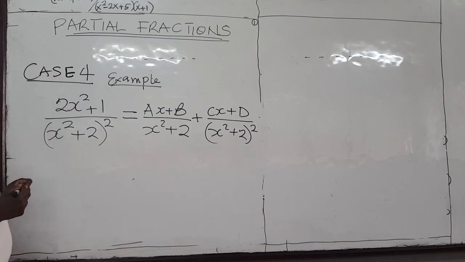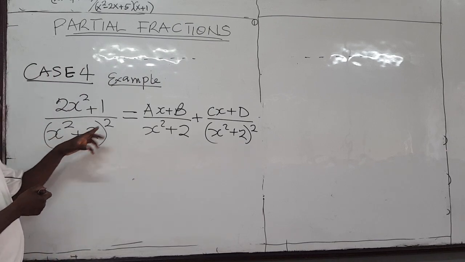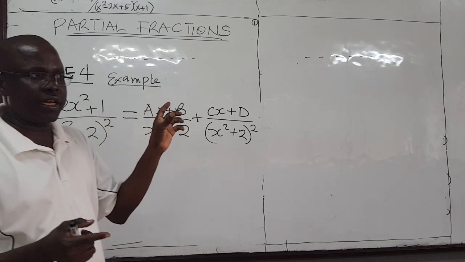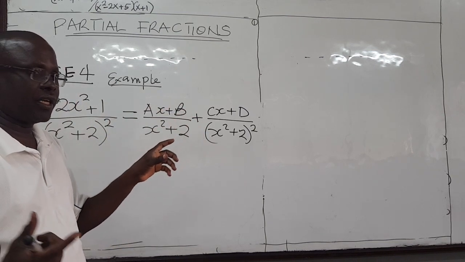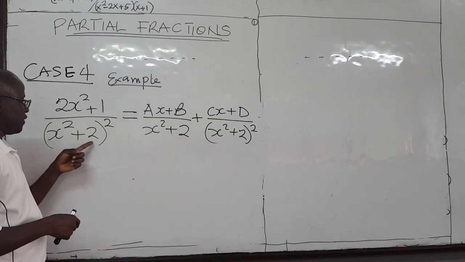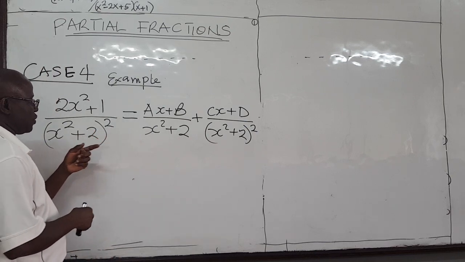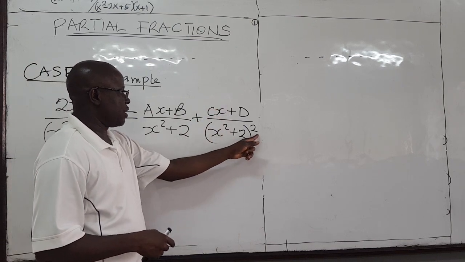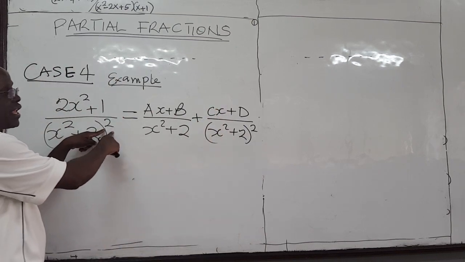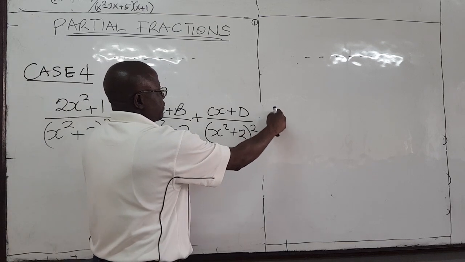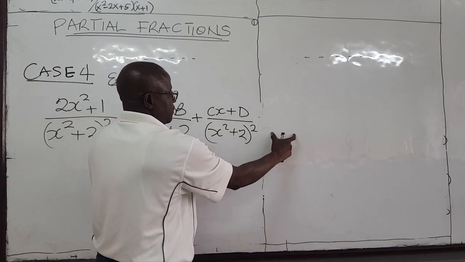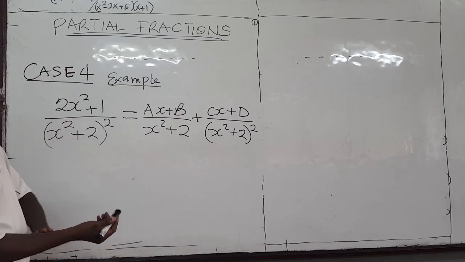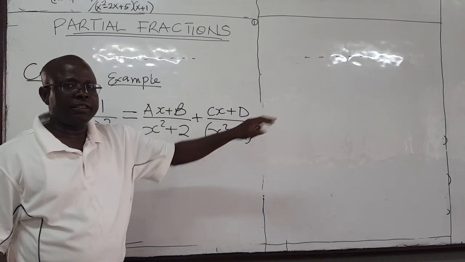So if it is quadratic irreducible, you do it. The procedure is very similar to linear factors which are repeated. But now you have irreducible factors that are repeated, so you have linear over quadratic squared. If it is raised to the power 3, it will do the same thing, ex plus f, if you like, whole over to the power 3. Good. So now you have to solve for a, b, c, and d.